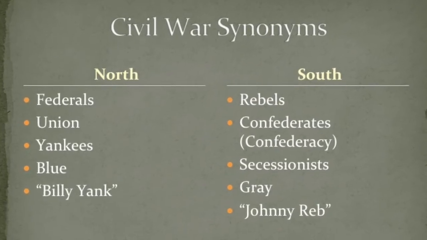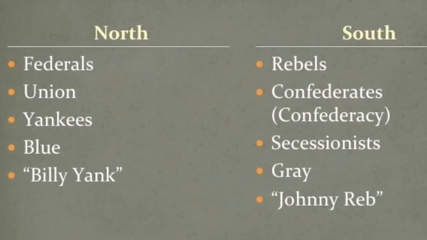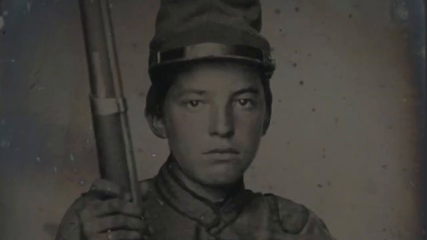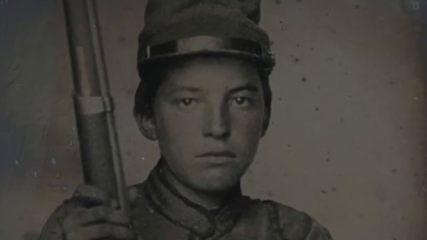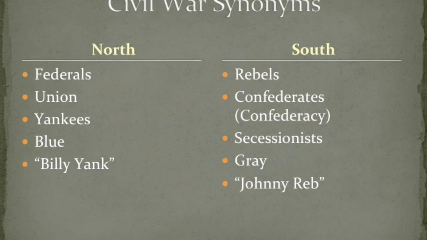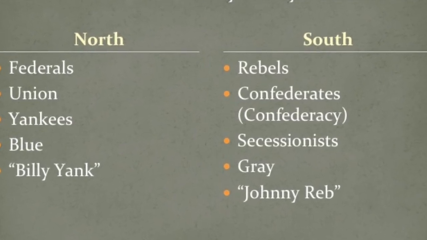Now, you're also seeing in here these Civil War synonyms. These are just things to help you understand a little bit about what's going on. So on the southern side, you have things like the Gray, Johnny Reb, the Rebels, secessionists. On the north, you have things like Federals, Yankees, Billy Yank, they're wearing the blue. And if you just remember those phrases, that'll help you a little bit as we talk about them, along with the two big ones, of course, Union for the North, Confederacy for the South.